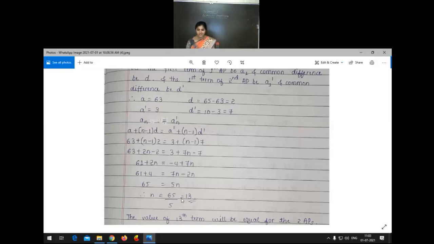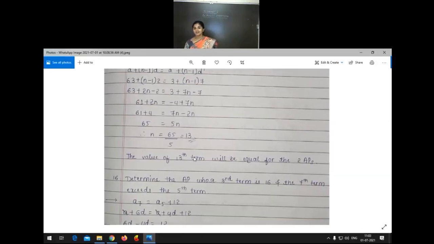What is that n actually? It is the 13th term only. So the nth terms of both the APs are equal at the 13th term. Got the idea of this problem, students? The value of the 13th term will be equal for the two APs. So if you continue the AP like this, stopping the first AP at the 13th term and continuing the second AP as well, the 13th term of the first and the 13th term of the second will be equal. So that is this question. Got the idea of this problem, students?